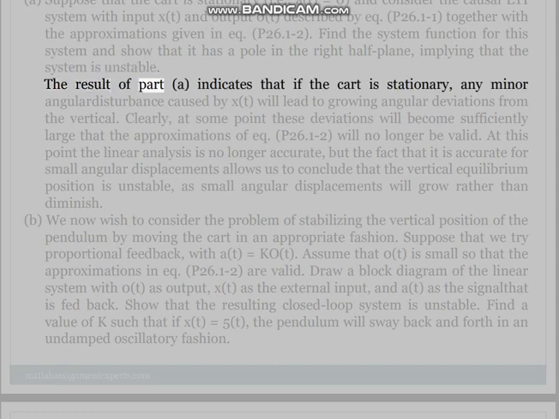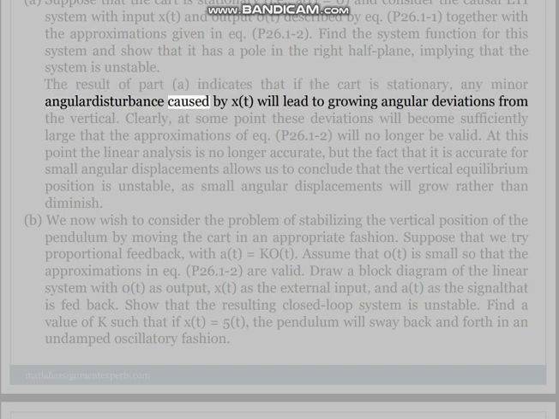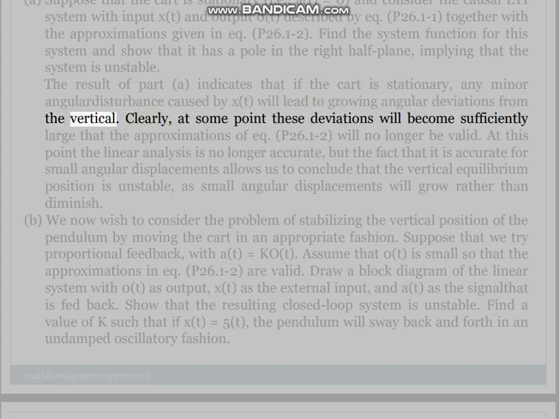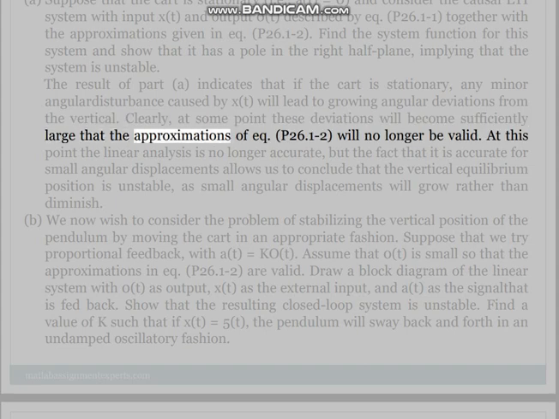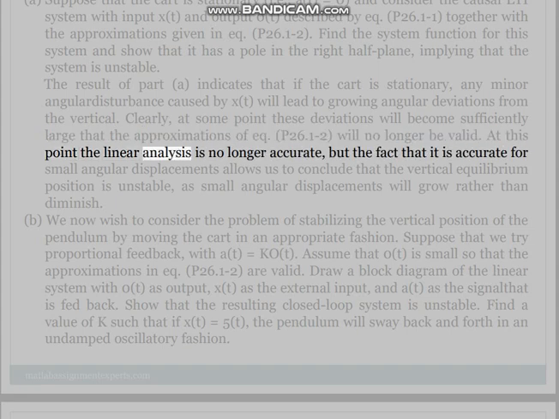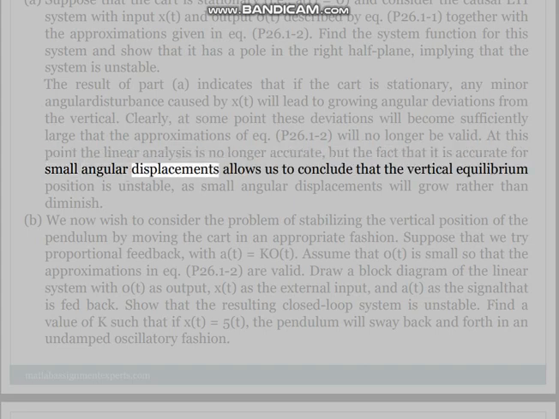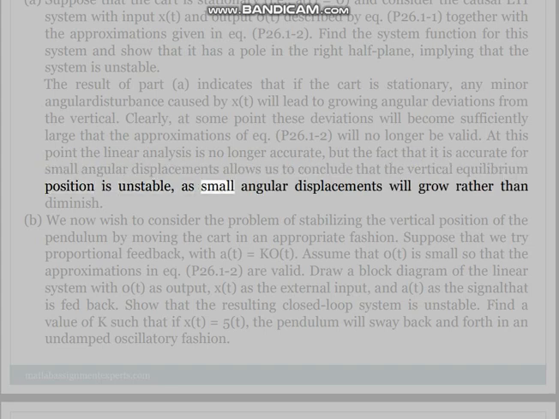The result of part A indicates that if the cart is stationary, any minor angular disturbance caused by x(t) will lead to growing angular deviations from the vertical. Clearly, at some point these deviations will become sufficiently large that the approximations of Equation P26.1-2 will no longer be valid. At this point, the linear analysis is no longer accurate, but the fact that it is accurate for small angular displacements allows us to conclude that the vertical equilibrium position is unstable, as small angular displacements will grow rather than diminish.